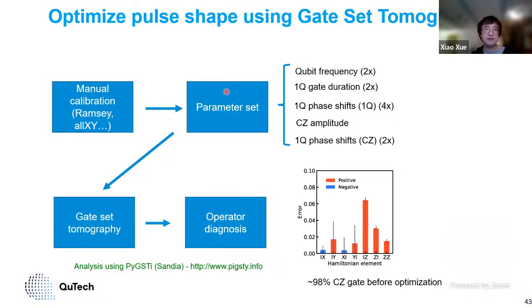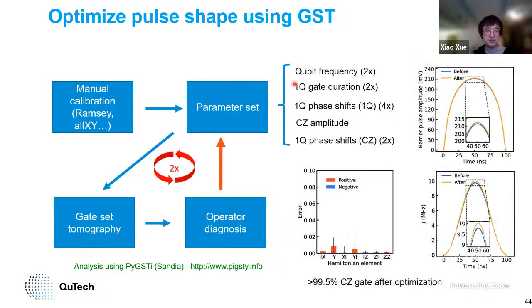So you can actually feed the information back to your parameter set. You can adjust your parameter, about 2 loops. You really see the fidelity goes up. You can see here, we adjust the pulse shape by only maybe 1 or 2 millivolts in the peak amplitude. Corresponding to the exchange interaction, it's only increased by 200 or 300 kilohertz. You can see ZI, IZ, and the ZZ error are greatly suppressed, close to 0. And finally, we can reliably go across 99.5 CZ gate fidelity.